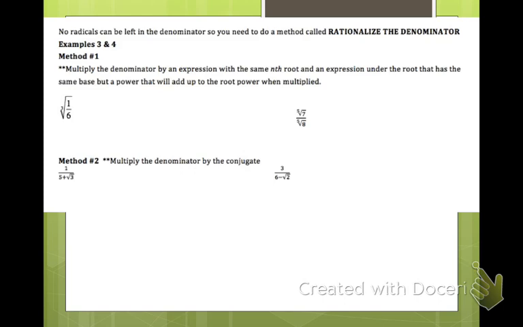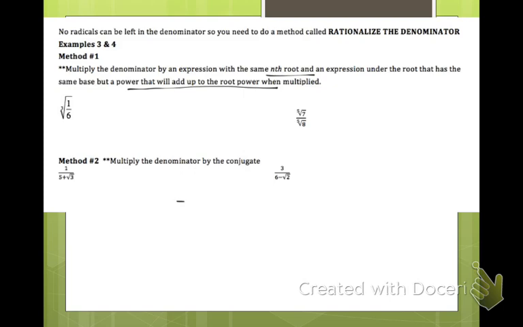Now, no radicals can be left in denominators, and so sometimes we need to rationalize the denominator. We've rationalized square roots, but now let's rationalize other roots. What we're going to do, method 1, is multiply the denominator by an expression with the same nth root, and then an expression under the root that has the same base, but so the power will add up to the root power when multiplied. Now, I'll show you what I mean.